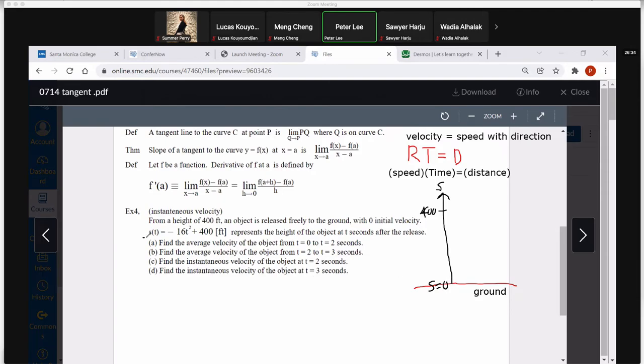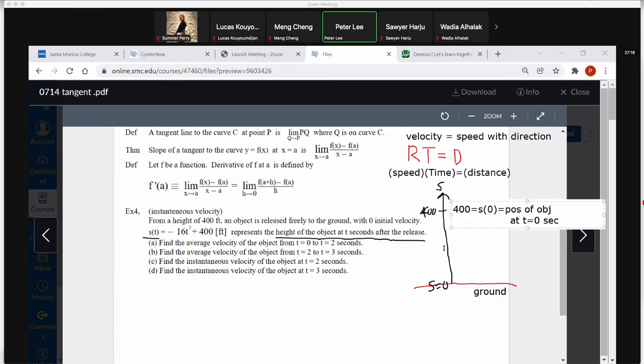And now what is s of t? S of t represents the height of the object at t seconds after release. So what is s at 0? S at 0 is 400. This is 400 here. This is the position of the object at t equals 0 seconds.